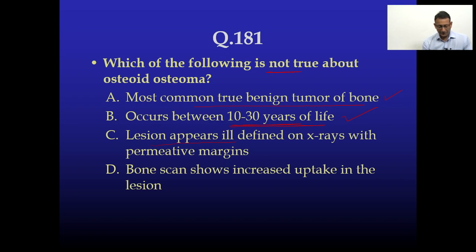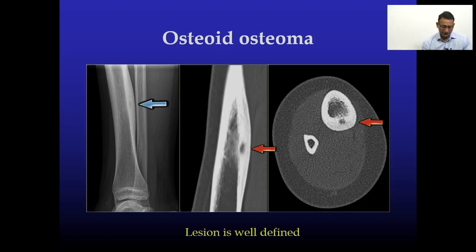Lesion appears ill defined on X-ray with permeative margin. I do not agree with this statement. Usually the lesion of osteoid osteoma is very much well defined. So we can't say that this is ill defined. Okay. The other choice is bone scan shows increased uptake in the lesion, that is also true. So basically if you see the osteoid osteoma, the lesion is very much well defined, you can see. And the size is also sometimes fixed, that it is of this size. So the lesion is well defined.